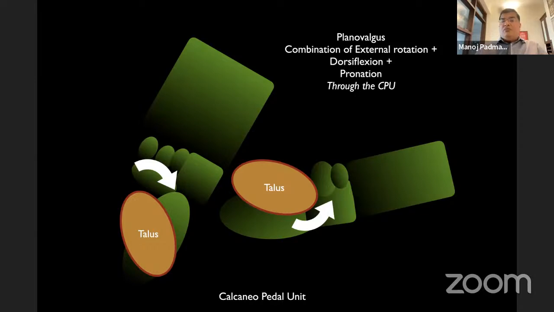Because if you correct one segment of the foot, let's say you have a valgus deformity and you correct the valgus, the rest of the foot will move along with that and may uncover some hidden deformities. And that is applicable in the correction of the planovalgoid foot.